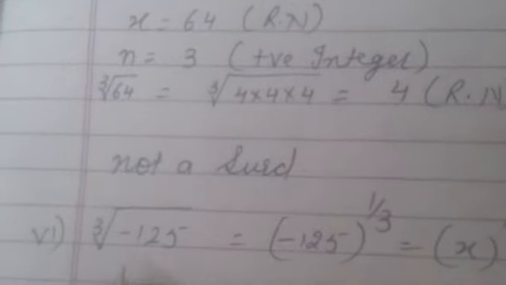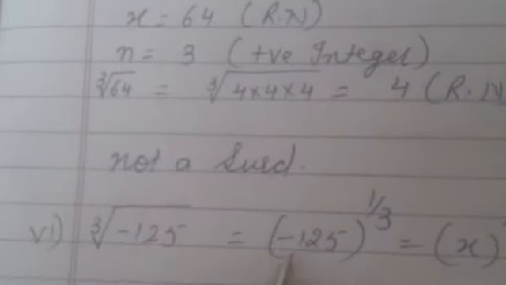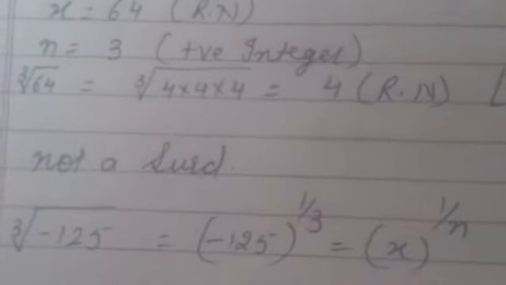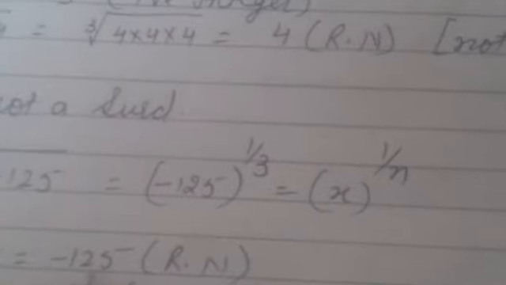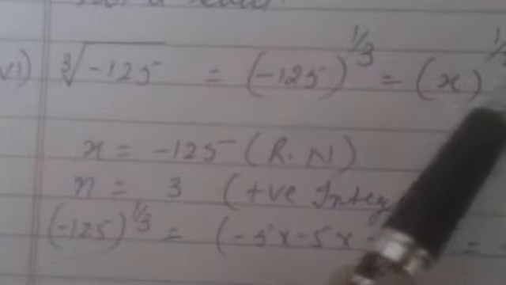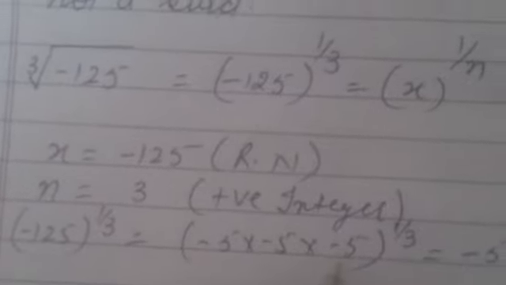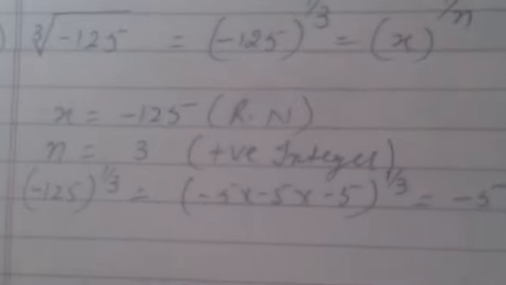Let's move to the next question. This can be written as minus 125 whole raised to the power 1 by 3. So what is the value of x here, children? Minus 125, that is a rational number. N, what is n? N is 3, that is a positive integer. And cube root of minus 125 is minus 5, it can be taken. So it is not an irrational number, it is a rational number. So we can say that the third condition is not satisfied, so it is not a surd.